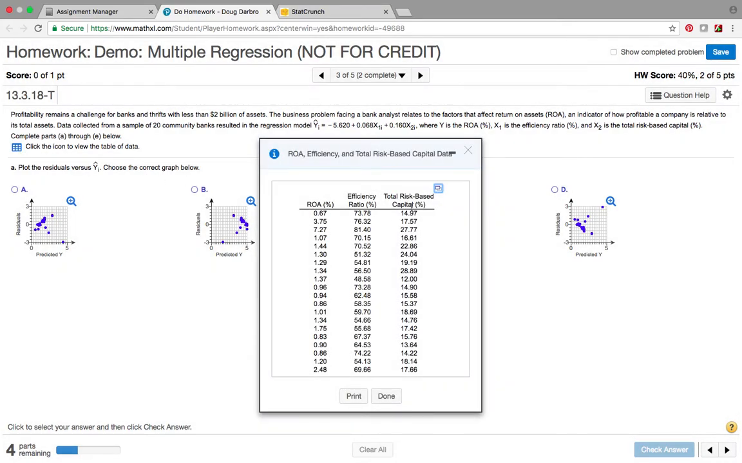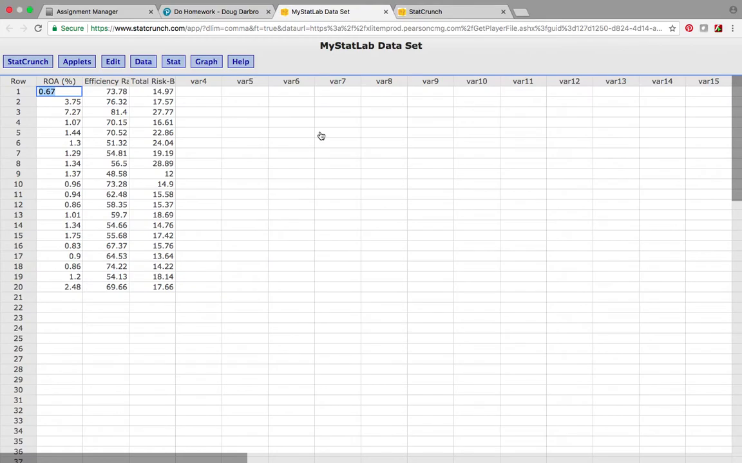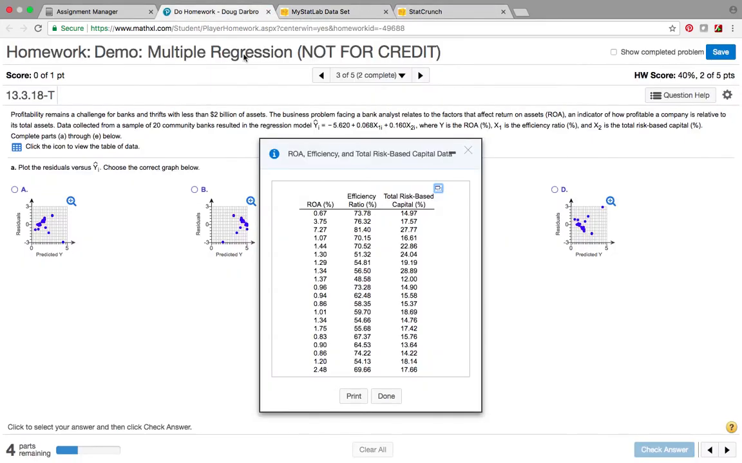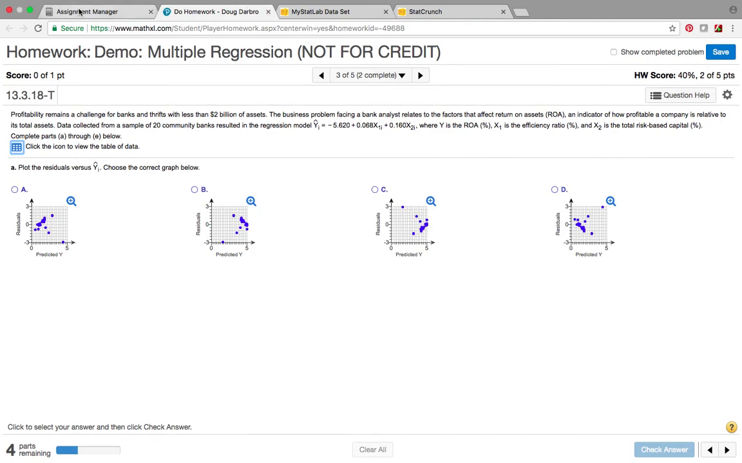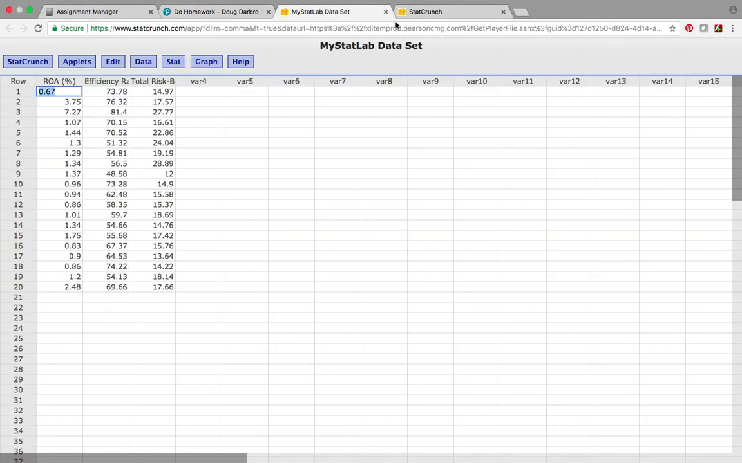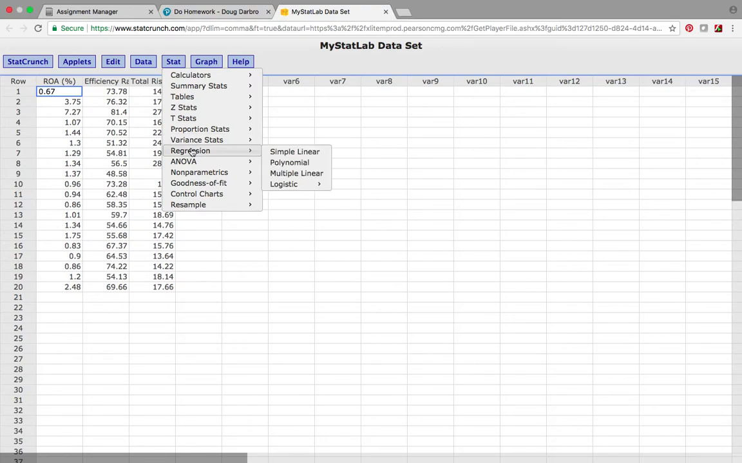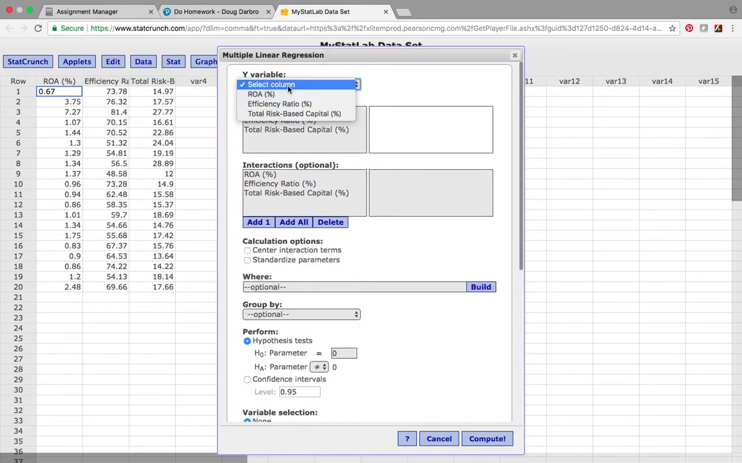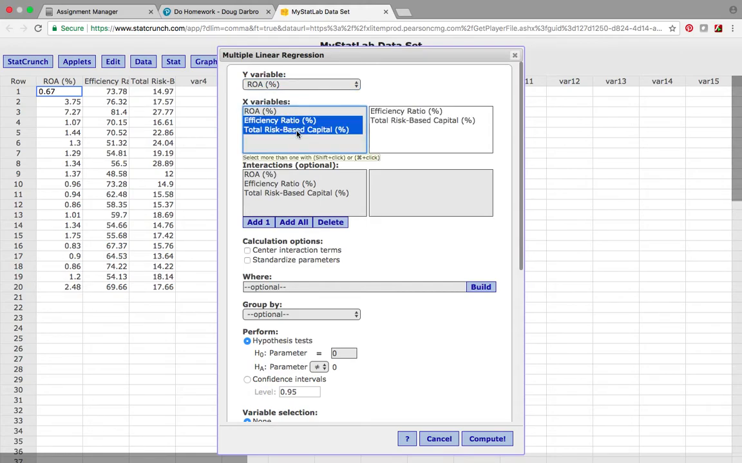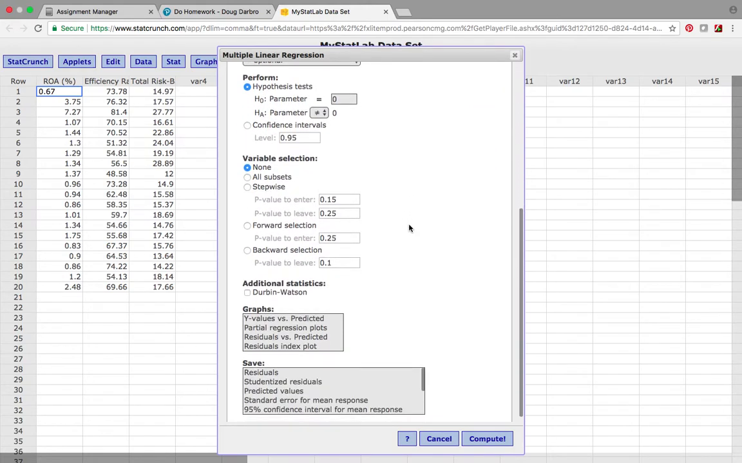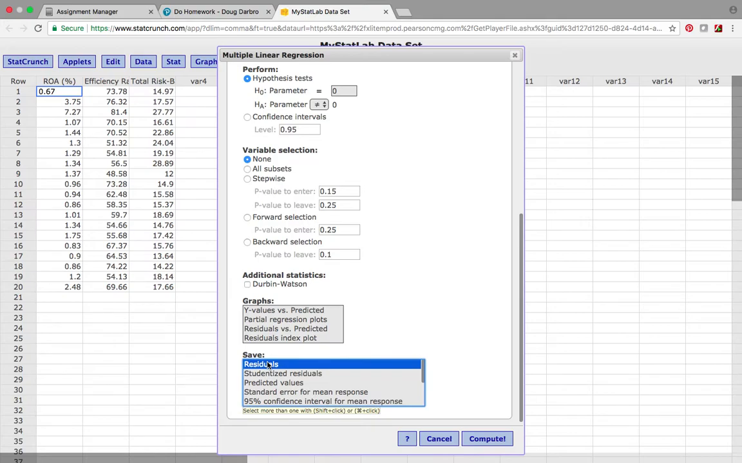So we have our data, so let's put that into StatCrunch. And it looks to me from the problem we want to predict ROA from the other two. I don't think I really need this one anymore, so I'm going to get rid of it just to eliminate some of the clutter. So guys, I'm going to go regression, multiple regression, and my Y, I want ROA, and then I want these two variables to be the predictors. Now, I want to save the residuals and the predicted values, because it looks like I'm going to create graphs based on those.